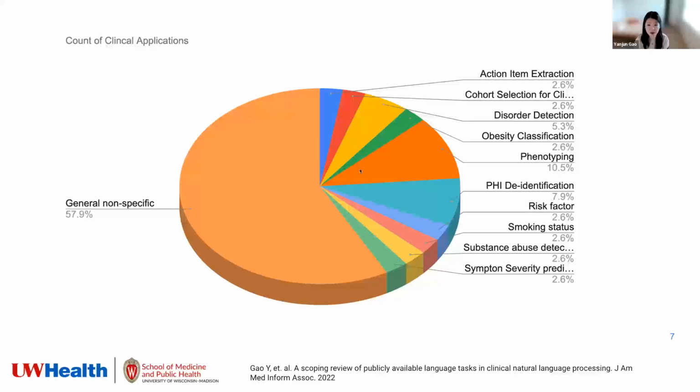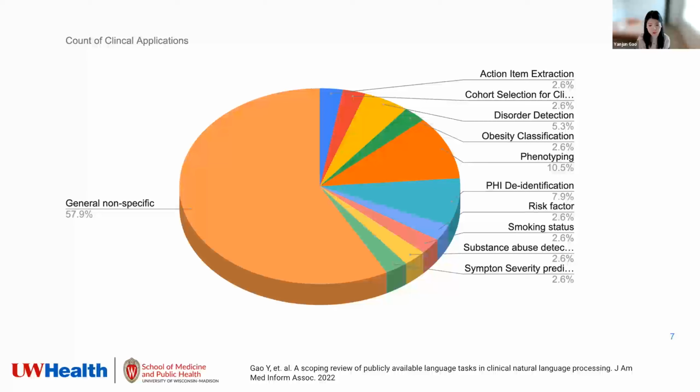And you can see that besides a long list of these NLP tasks that focus on one specific problem, such as cohort selection, phenotyping, or PHI identification, the majority of them are general and non-specific, meaning almost 60% of the clinical NLP tasks are not focusing on solving one particular clinical problem. Well, that's fine, because we understand that in the past two decades people were trying to encourage advancement in the clinical NLP field without caring about the downstream task, because they wanted to focus on the most fundamental tasks, like text understanding and text generation, right?